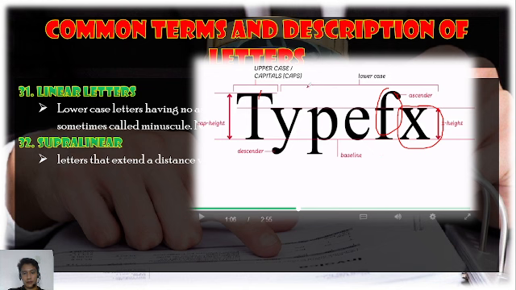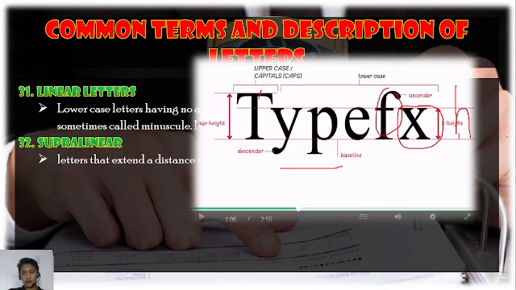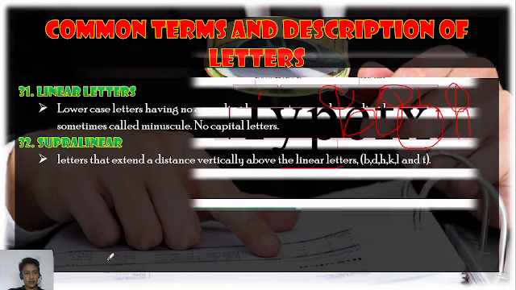Kasi pag isusulat natin dito, big letter H, it is above the linear letters. So kung ito yung linear letters, meron siyang extension doon sa taas, katulad ng letter H, katulad ng letter F, katulad din ng letter B. Yan po yung sa supralinear.